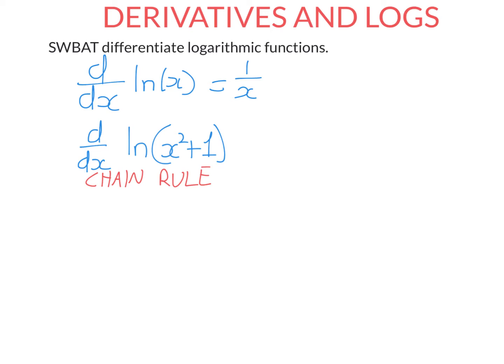Thank you so much for tuning into this video in which we will differentiate logarithmic functions. So it turns out the derivative of the natural log of x is just 1 over x, which is remarkably simple. So how can I use this to differentiate something like this? Well, let's let y equal the natural log of x squared plus 1.